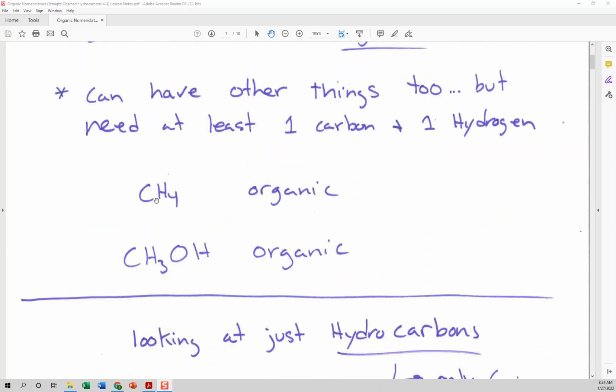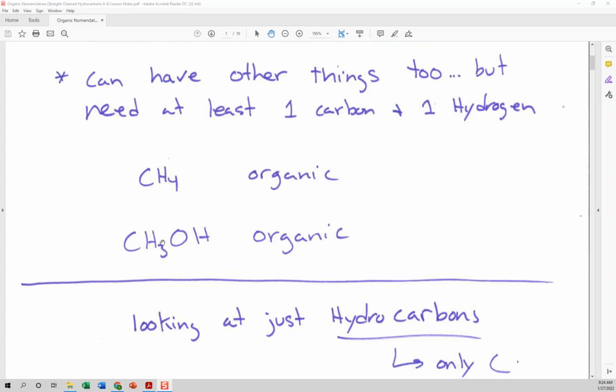So CH4, organic. How do I know? I've got carbon and hydrogen. This compound is methanol. We'll learn how to name that. You won't be responsible for naming it, but you'll be responsible for naming this one, but maybe not this one. But how do I look at that and know it's organic? I've got carbon, I've got hydrogen. Yeah, I've got oxygen too, but as long as I've got carbon and hydrogen, I know it's organic.